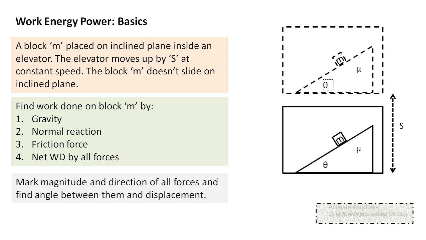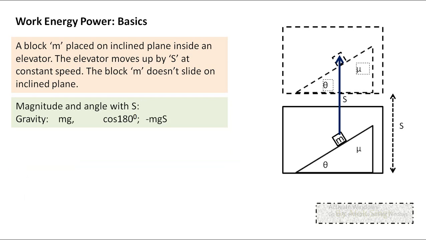Finding work done is pretty simple. We need to find the magnitude and direction. If we represent each force as an arrow or in vector form, we can find the work done quite easily. One by one, let's start with the gravitational force. This is the displacement direction. mg is acting downwards, hence the angle is 180, so cos theta is cos 180. The work done will be the magnitude of force into the magnitude of displacement s into cos of the angle between them. Hence it will be equal to minus mgs. That's the work done by the gravitational force.